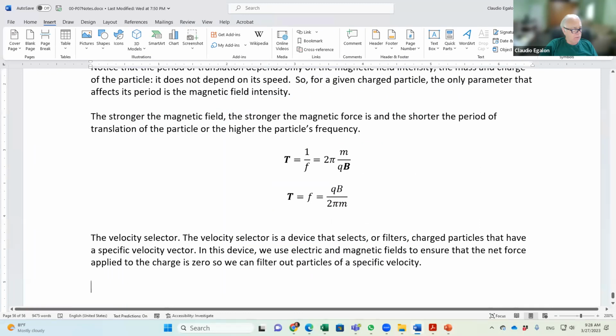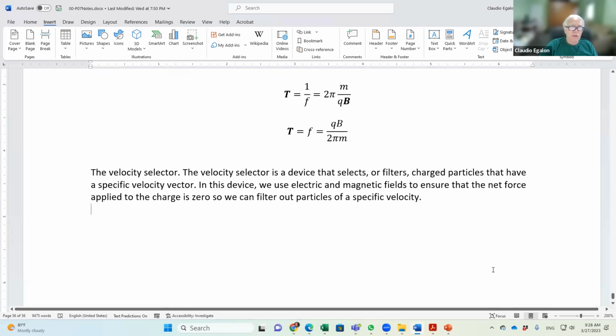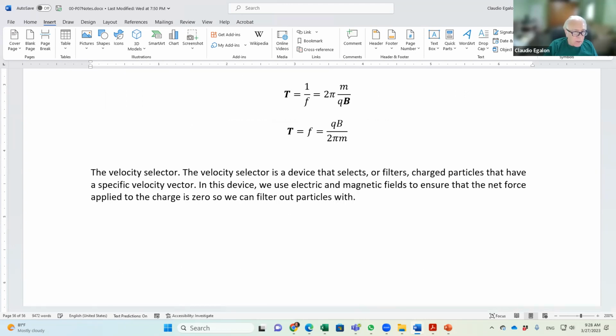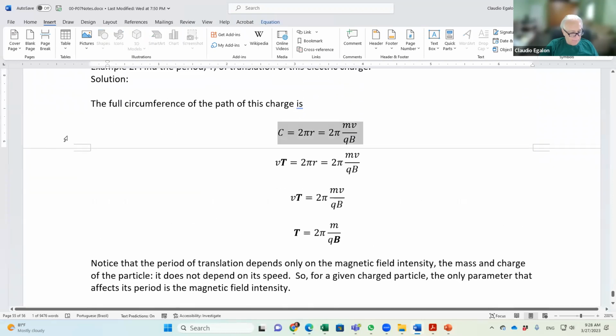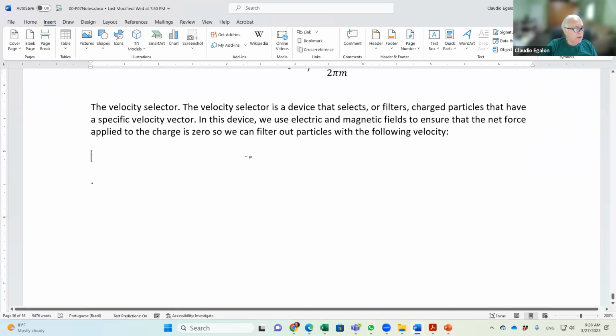The velocity selector is a device that selects or filters charged particles that have a specific velocity vector. This device will use electric and magnetic fields to ensure that the net force applied to the charge is zero. So you can filter out particles with the following velocity. The condition for the velocity selector is the following.